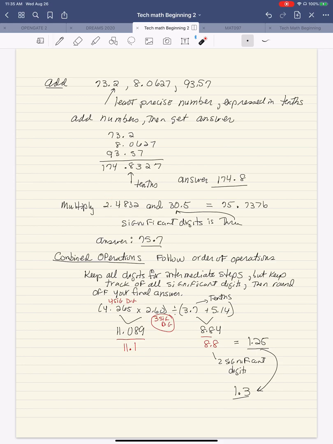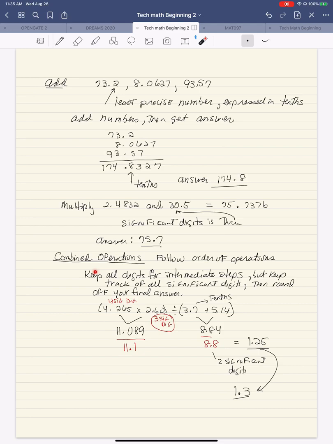2.4832 has 1, 2, 3, 4, 5 significant digits. 30.5 only has 3, so my answer will be in three significant digits. I multiply it out. Three significant digits is 1, 2, 3. It's right here. So this is a 3, so that stays a 7. So that's 75.7.